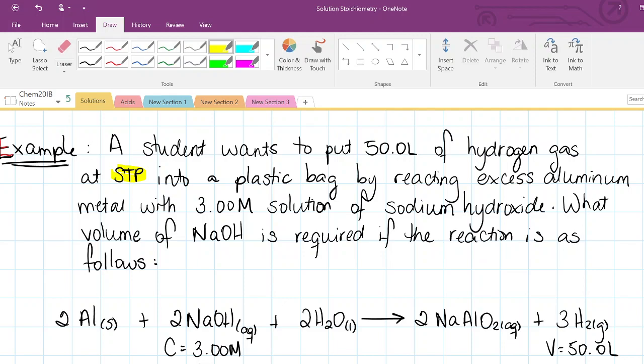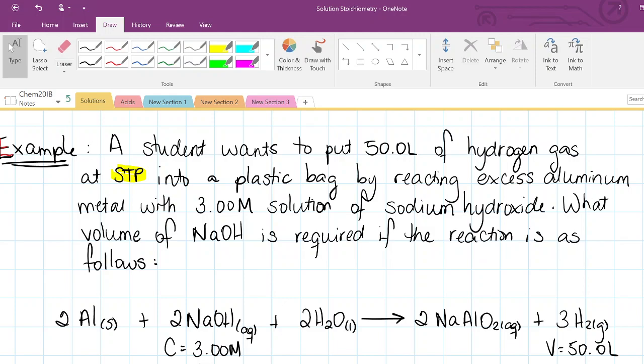Right away, before I even start anything, I am going to write my chemical reaction. So I have a student who wants to produce hydrogen gas in a plastic bag, reacting excess aluminum metal. They're already telling me this is excess, so I probably know I don't have to do any sort of limiting reagent problem. But I've got my aluminum metal reacting with a solution of sodium hydroxide.